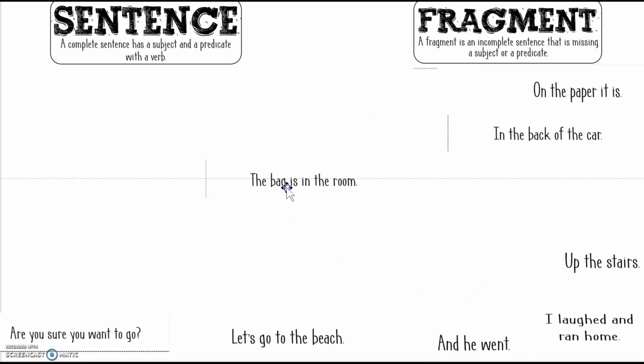Let's try this group of words. The bag is in the room. Does it tell me what the sentence is about? Yep, it's about the bag. And then does it tell me something about the bag? Yep, it's in the room. The bag is in the room is a complete sentence.